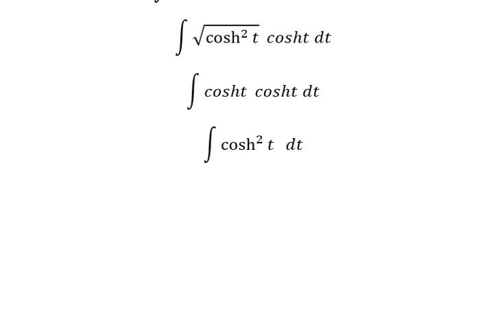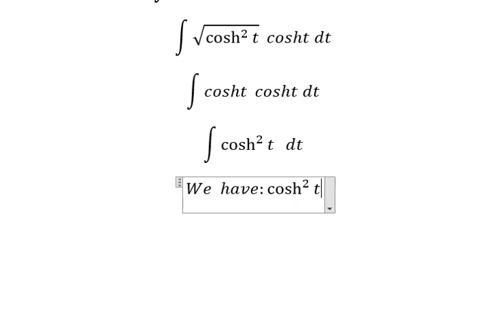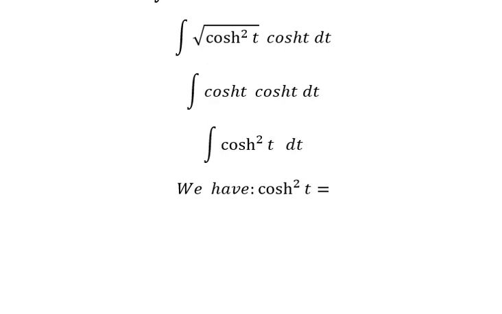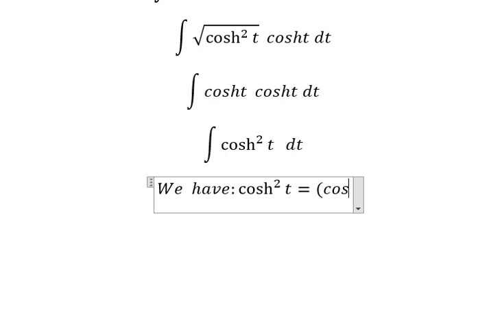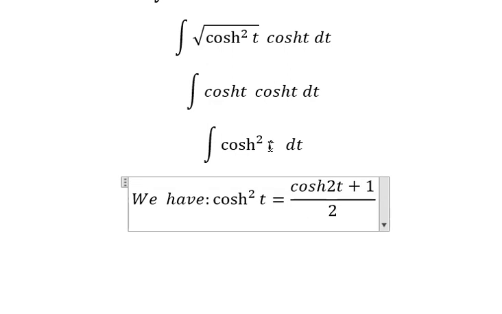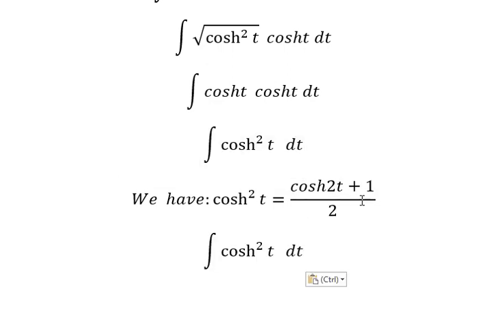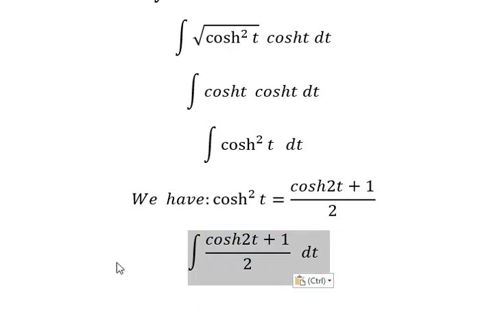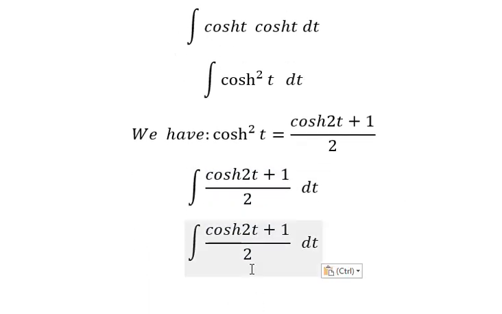Now we have the formula in here: cosh² t equals (cosh 2t plus 1) over 2. So I will put this one here. Now we put the number 2 outside.